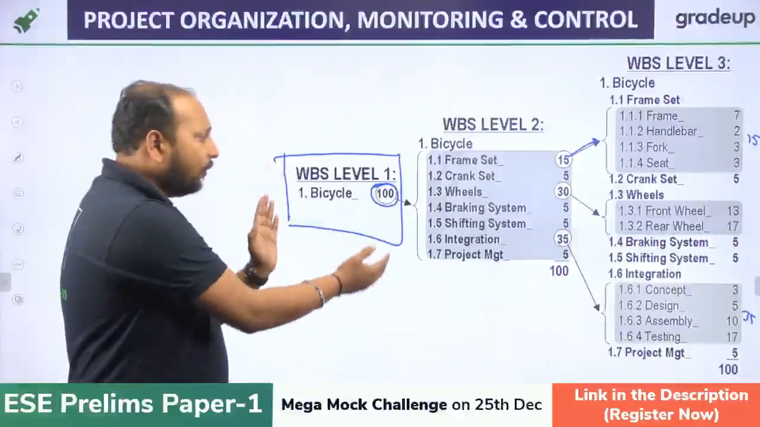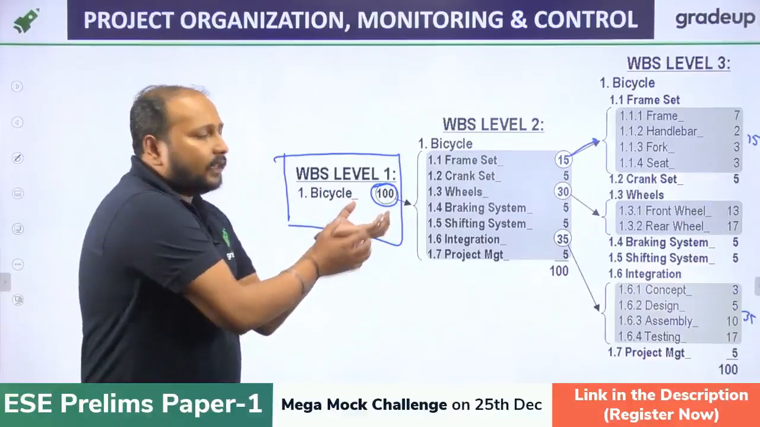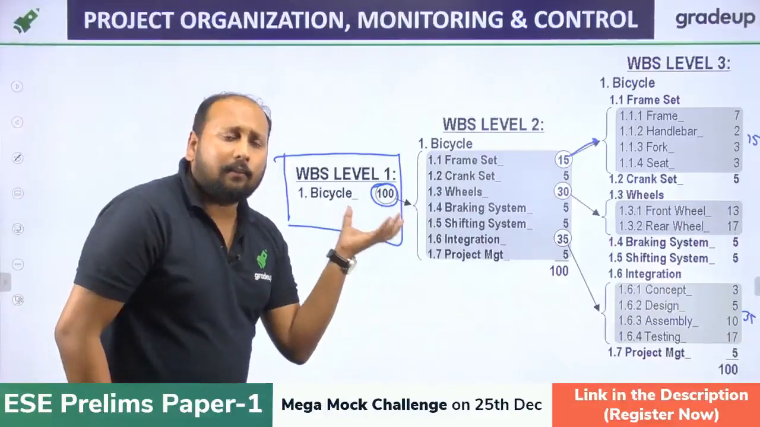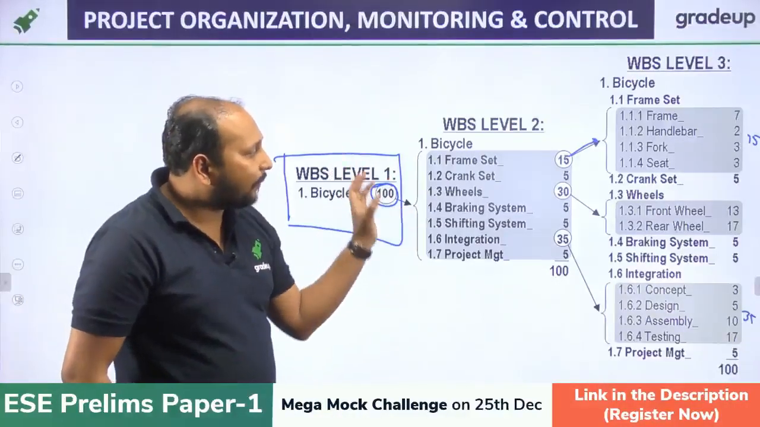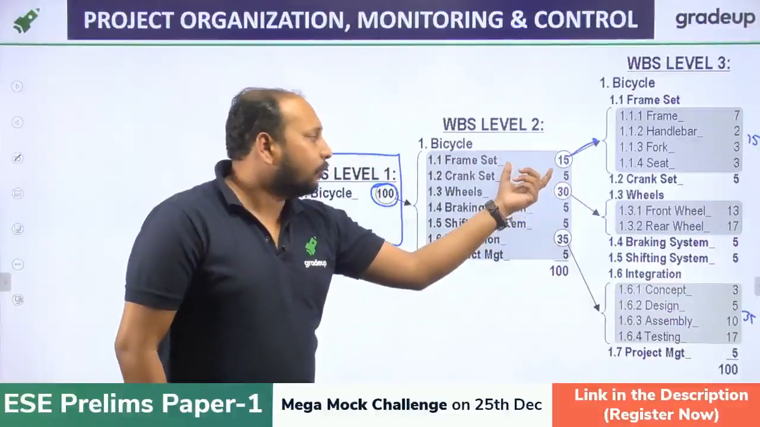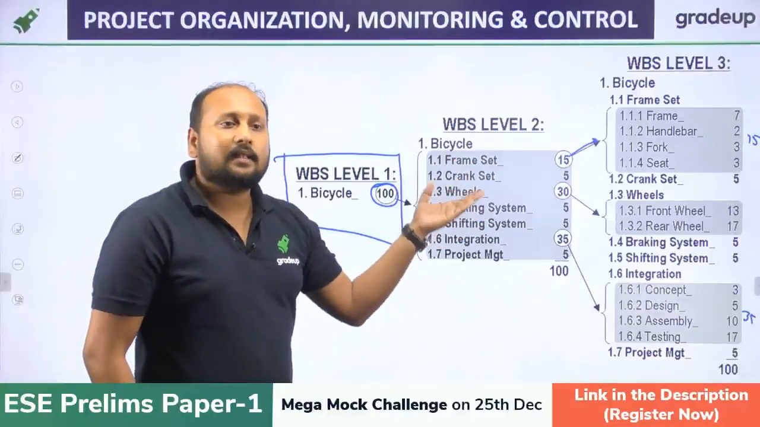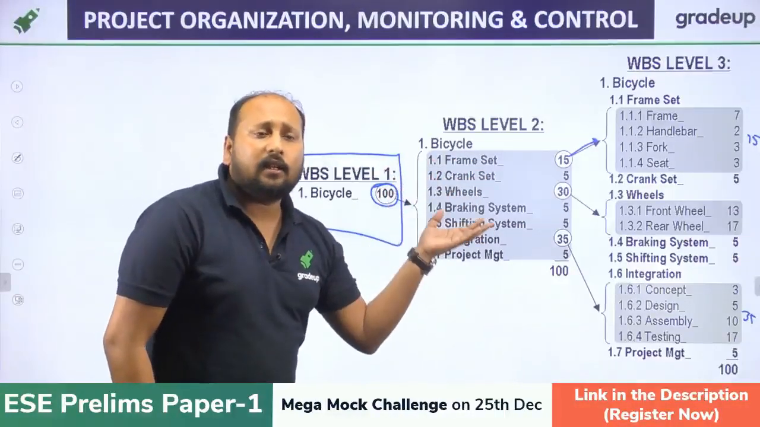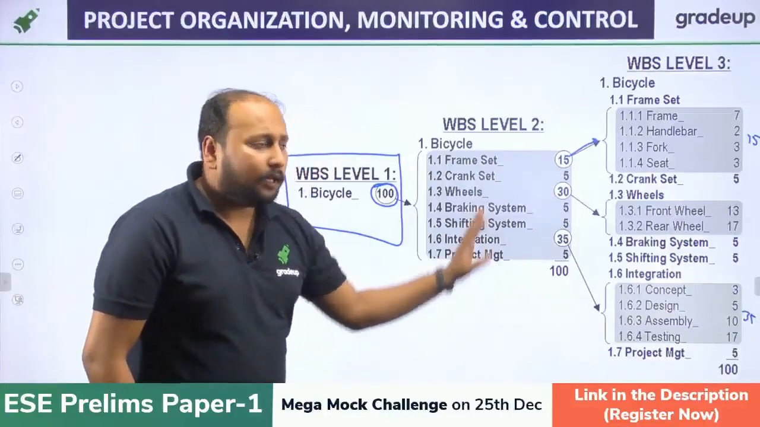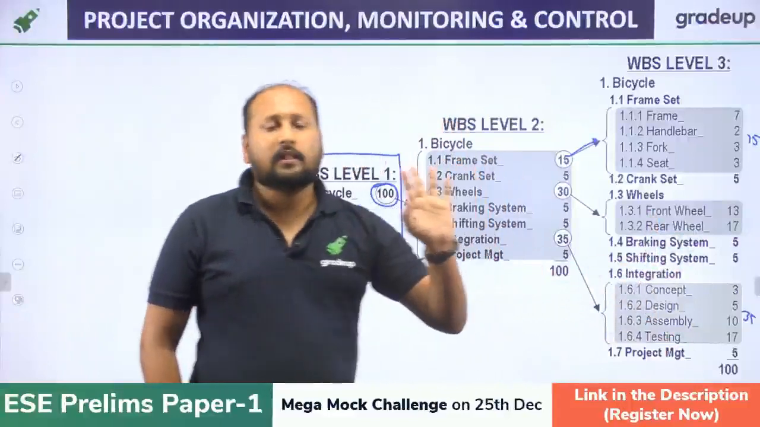What we did, we need to have a production of bicycle. So we have seen, okay, 100 different components are required. So what we did, we have bifurcated this 100 into some sub components. Like bicycle, we need to have frame set, crank set, wheels, braking system, shifting gear, integration, project management. Clear? And further, this being sub-classified like this. So this is an example.